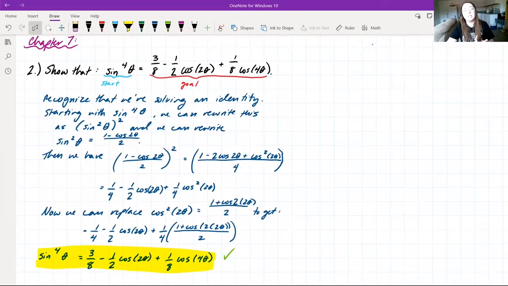So when we were establishing this identity, really the only thing that we did was we replaced a lot of different pieces of this equation with our double angle formula. So we replaced sine squared of theta with our double angle formula, and then we replaced cosine squared of 2 theta with our double angle formula again, and that allowed us to get to our identity.